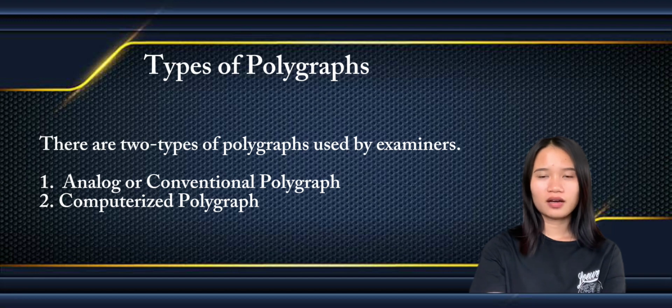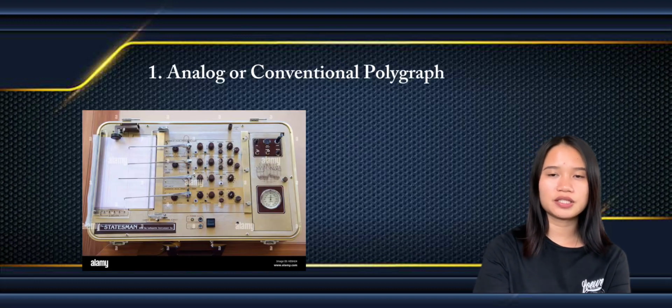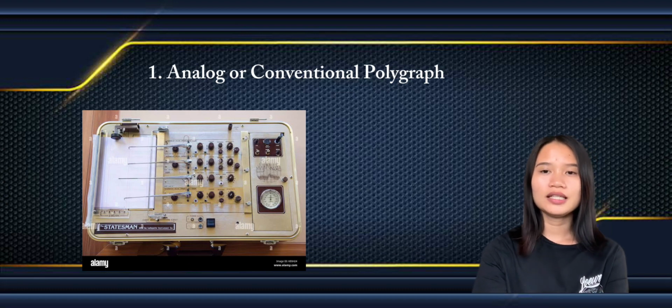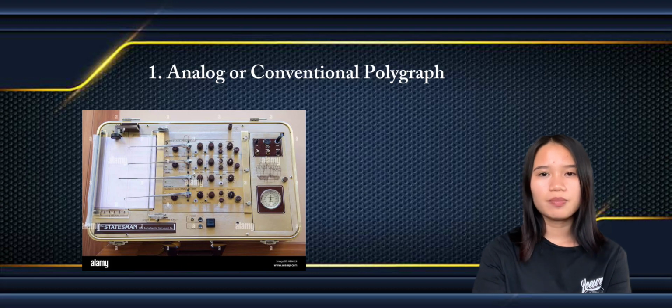Types of polygraphs. There are two types of polygraph used by examiners. First is the analog or conventional polygraph, and second is the computerized polygraph. The analog or conventional polygraph is the first known type of polygraph used in the field for many years. It used a complex box with a series of switches and dials, a roll of chart paper, and moving pens to record changes in physiological measurements.